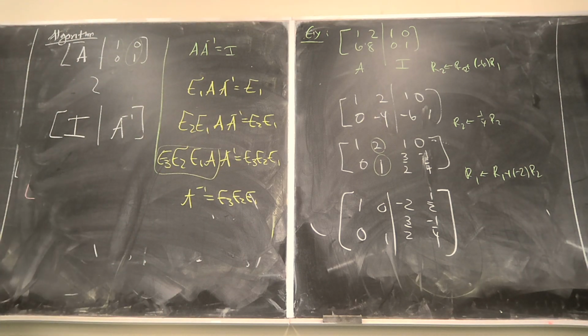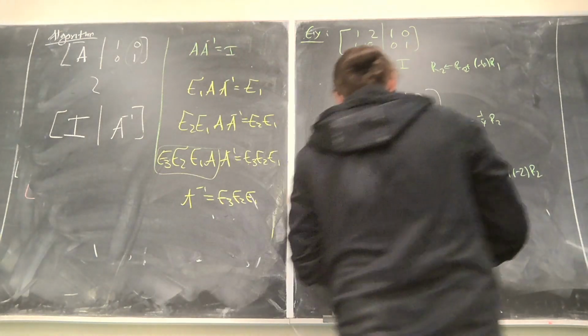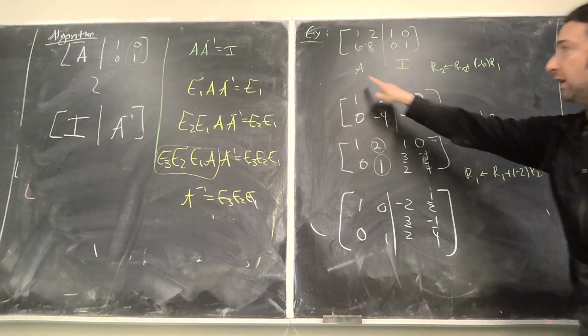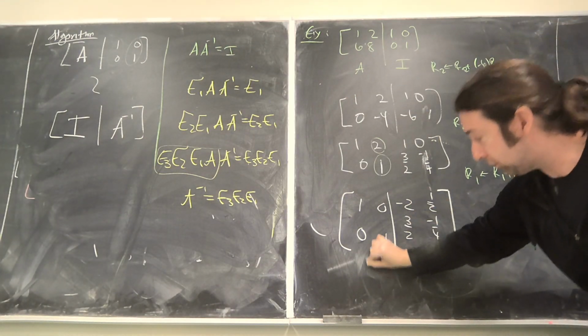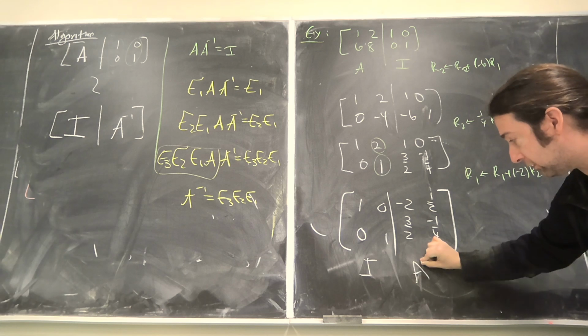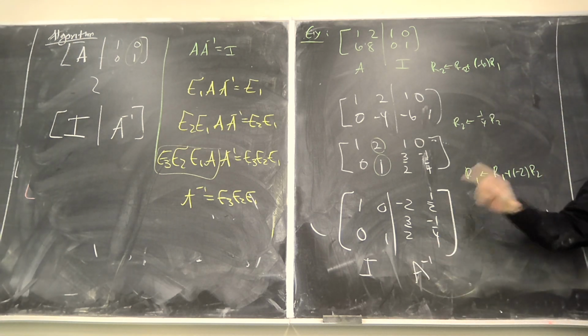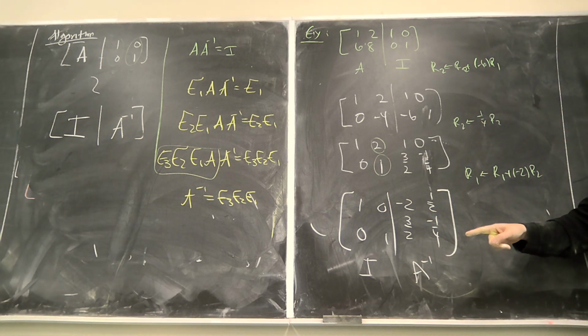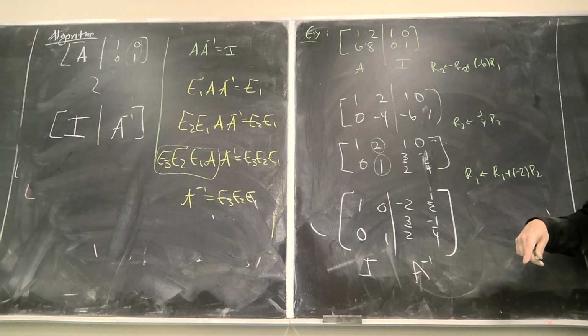So the idea is, this thing that I did right here, where I started with A and augmented with I, and then I row reduced to get the identity and A inverse, this method works for matrices of any size. Any size matrix this will work for.